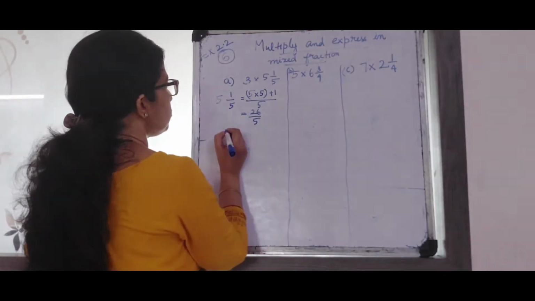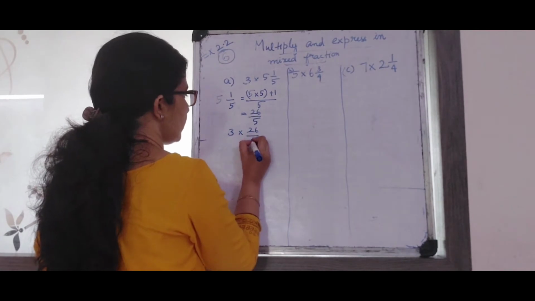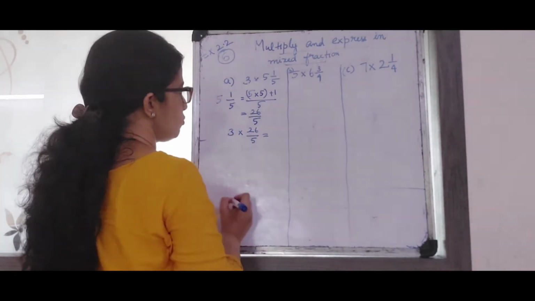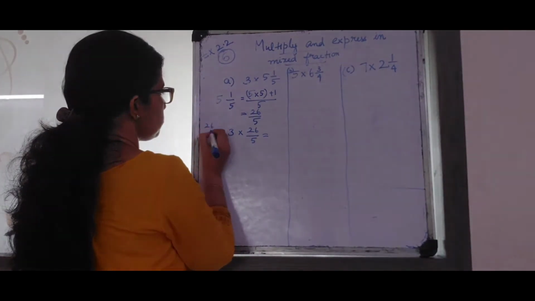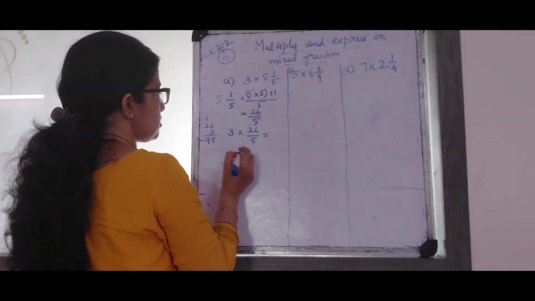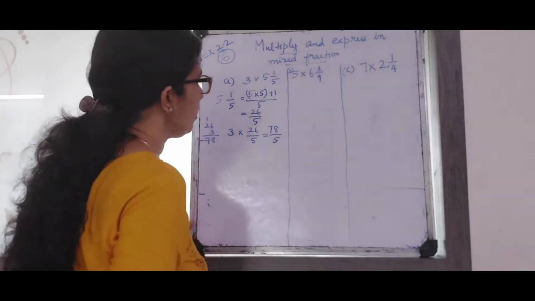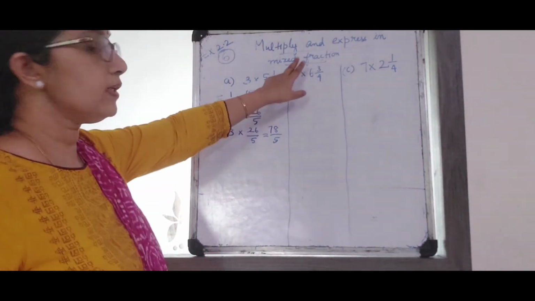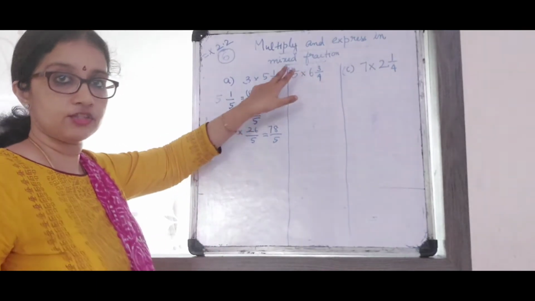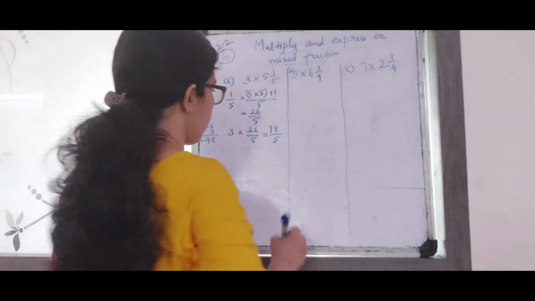Okay. Now what should we do? 3 into 26 by 5 is equivalent to 26 into 3. 6 3s are 18, 1 is 78. So 78 by 5. Now what they have asked is to give the answer in the form of mixed fraction. So the 78 by 5 we have to write in the form of mixed fraction.